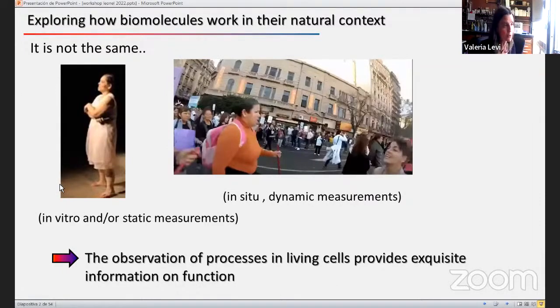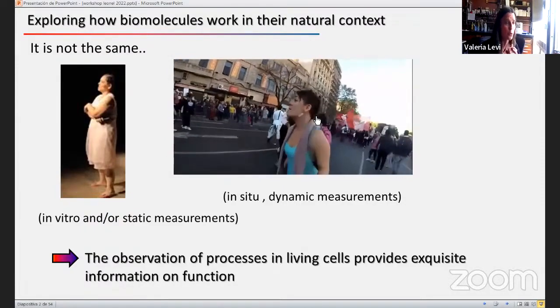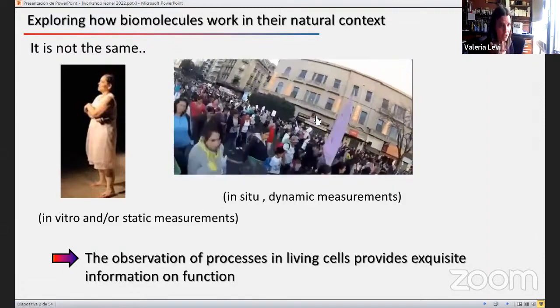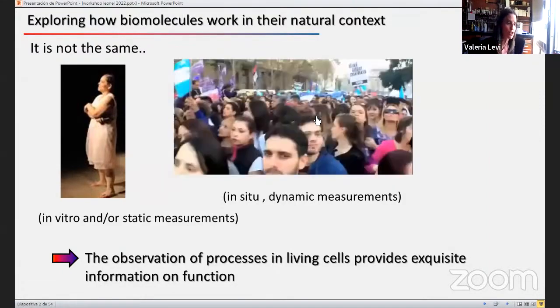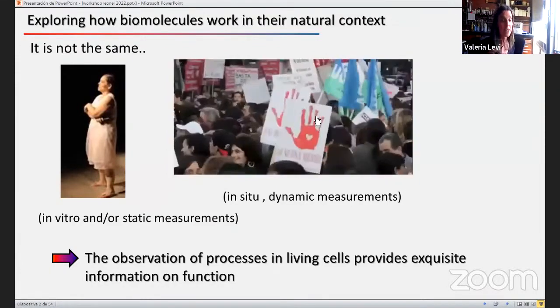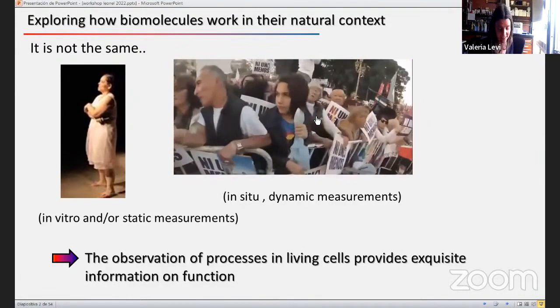The first one, for example, will be isolating a woman, like this one here, putting her in an artificial context and just observing what she does. The other way of understanding this city will be, for example, observing the same or other women working, behaving, interacting in the real context. So the main idea of the experiments I will show you today will be observing processes in living cells to really understand the rules that govern this city that is the cell.